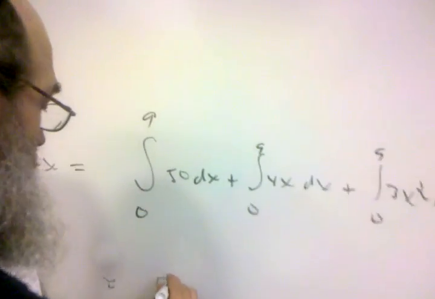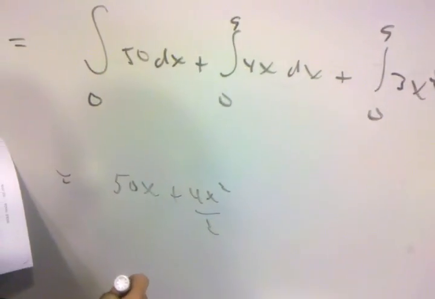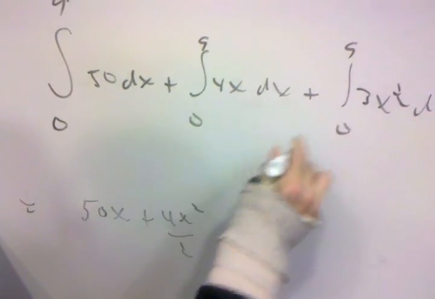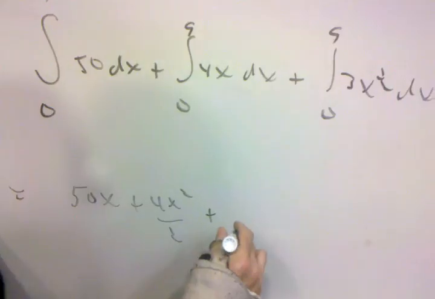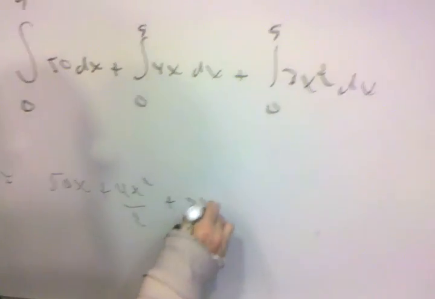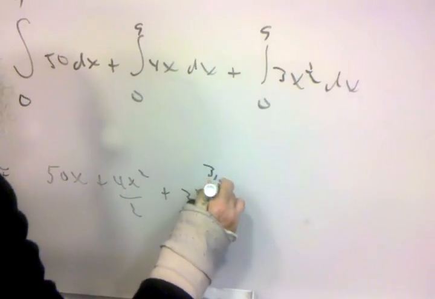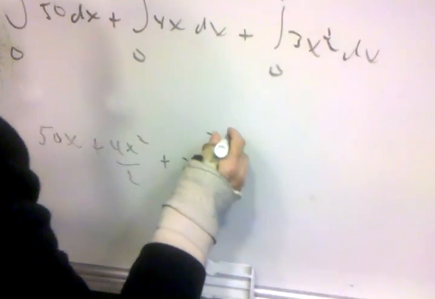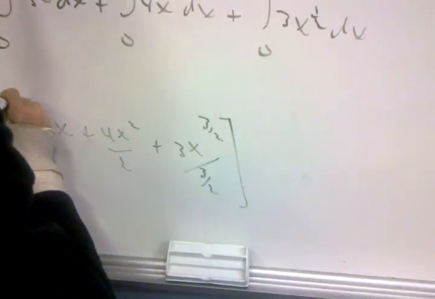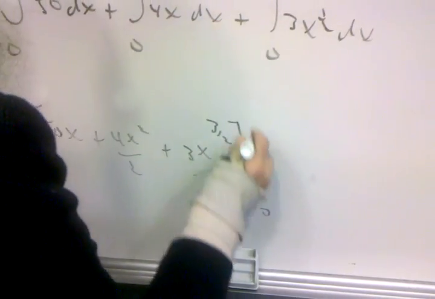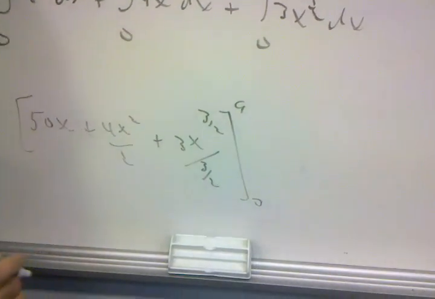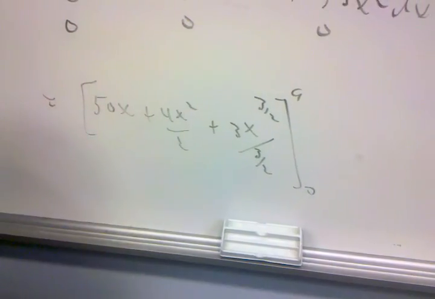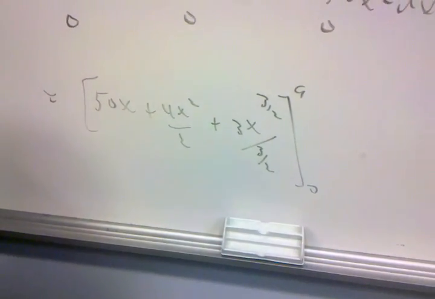antiderivatives. This would be 50x. This piece is going to be plus 4x squared over 2. And this is going to be plus 3x, adding 1 to 3/2, divided by 3/2. This is what this is equal to, and we compute it at 0 and 9. First we'll simplify, then we'll plug in 9 for x, then plug in 0 for x and subtract.